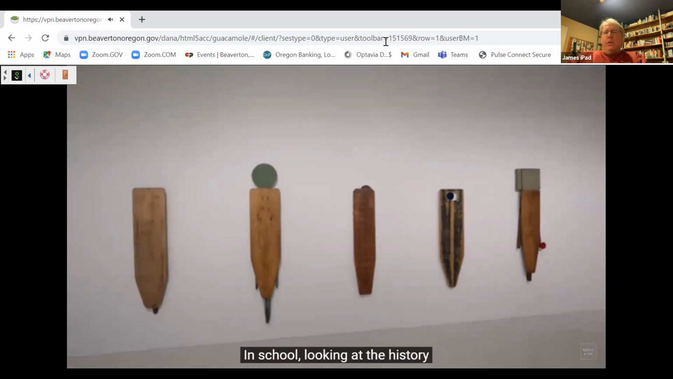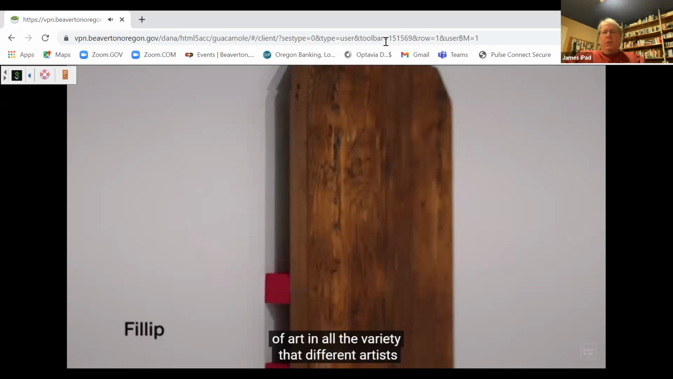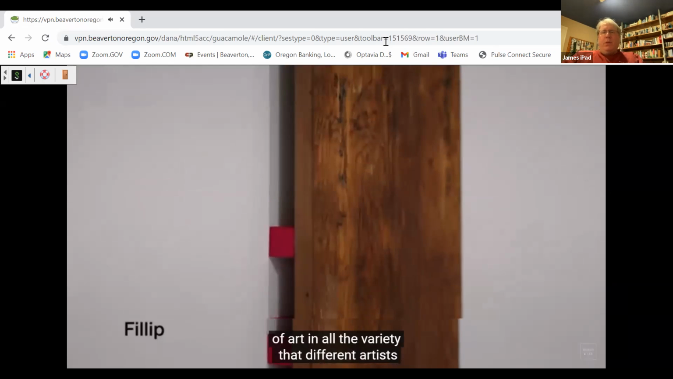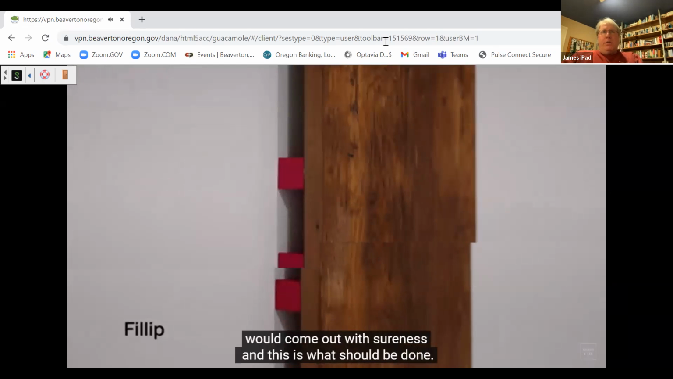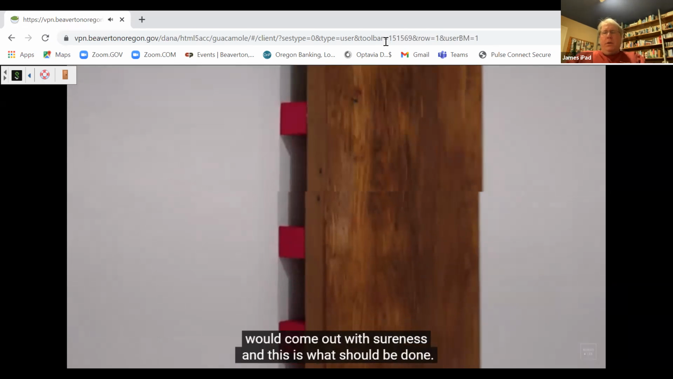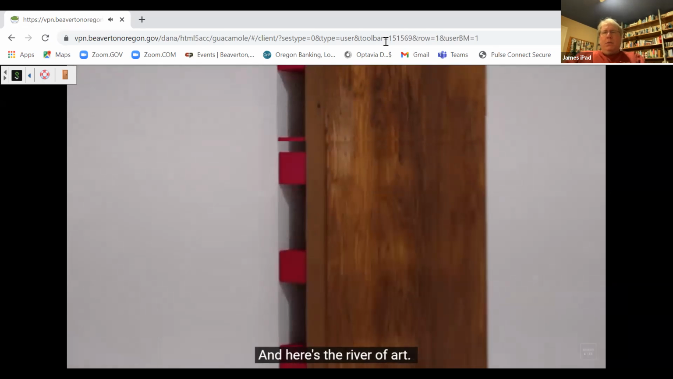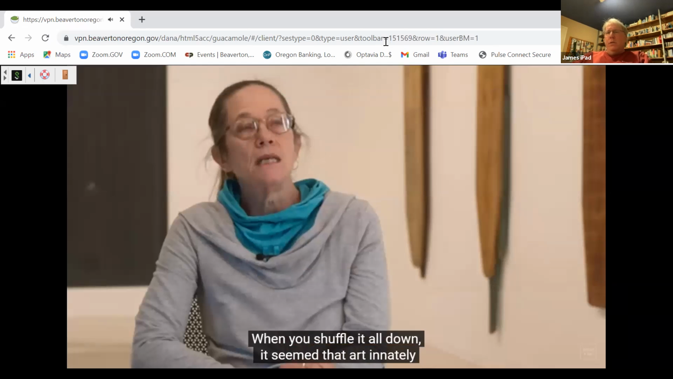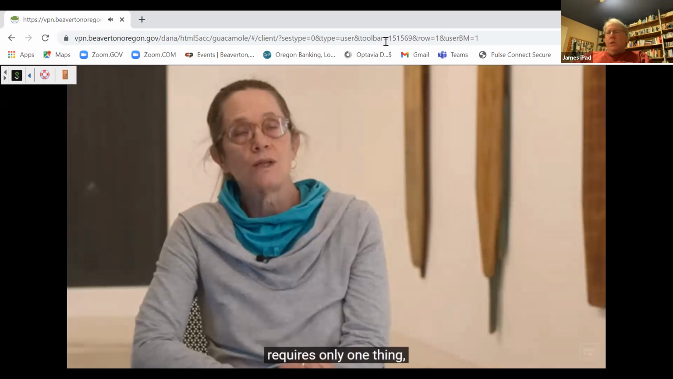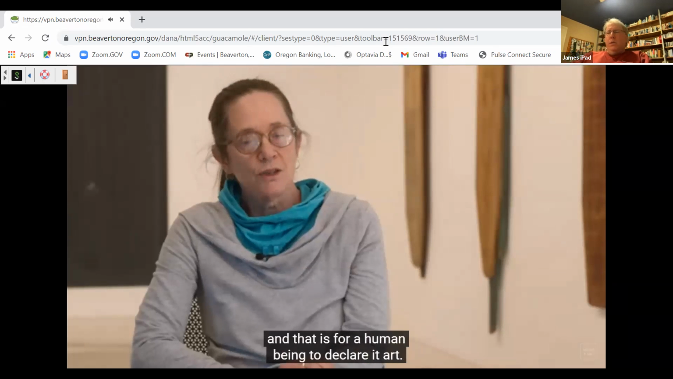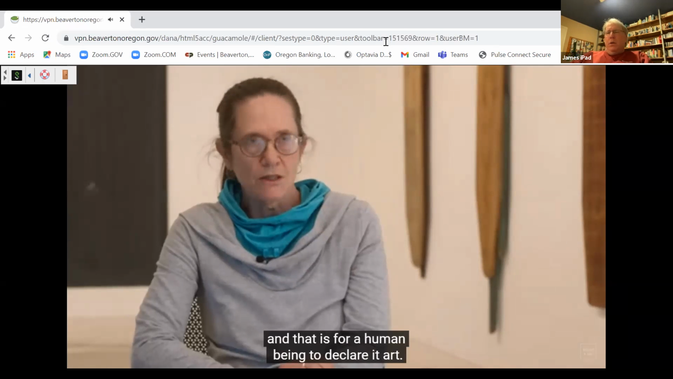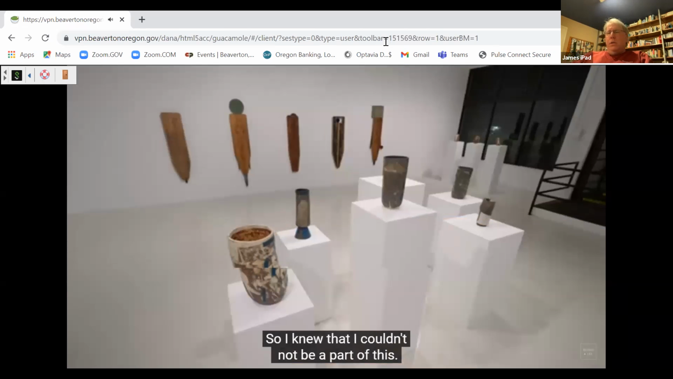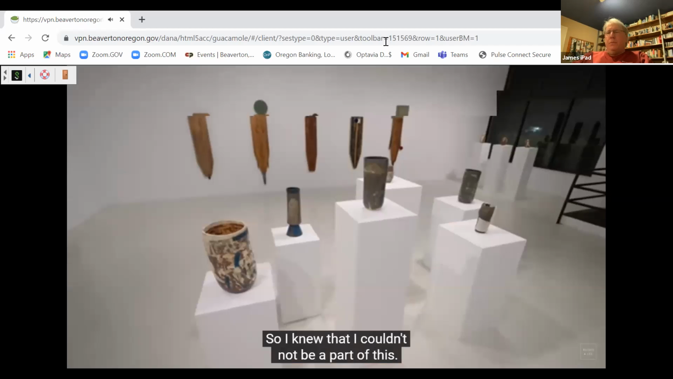In school, looking at the history of art and all the variety that different artists would come at with sureness, and this is what should be done, and here's the river of art. When you shuffle it all down, it seemed that art innately requires only one thing, and that is for a human being to declare it art. So I knew that I couldn't not be a part of this.